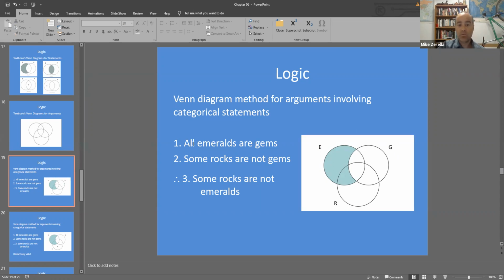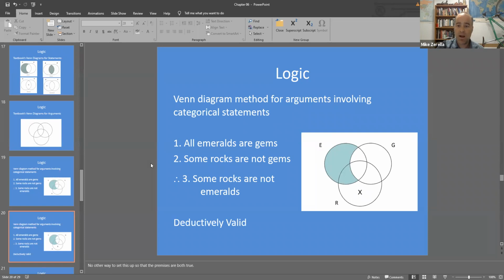So all emeralds are gems, says the first premise. So we shade out all the parts of the emerald circle that do not overlap with the gems circle. So the only place that anything is available to go is in the part of the emerald circle that overlaps with the gem circle. So all emeralds are gems. Okay, then the next premise tells us that some rocks are not gems. So there's at least one rock, which we represent with this X here, that is not overlapping with the gem circle.